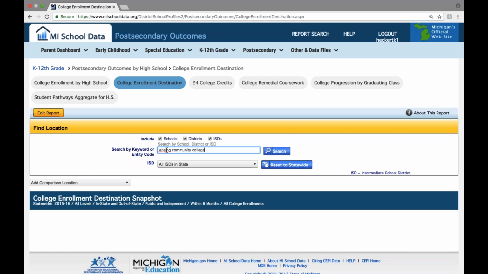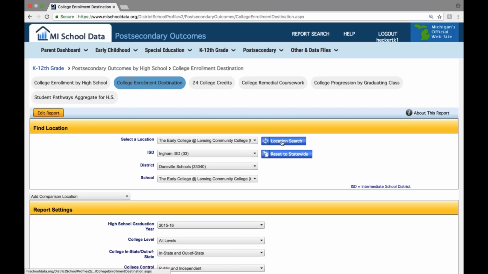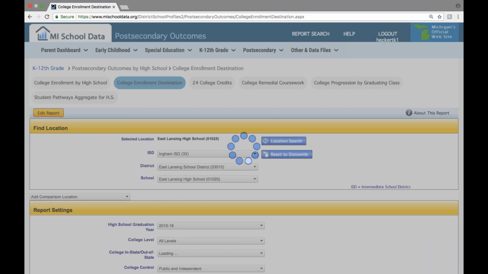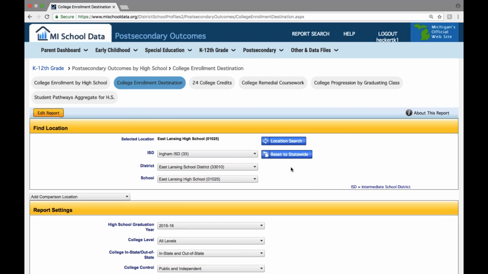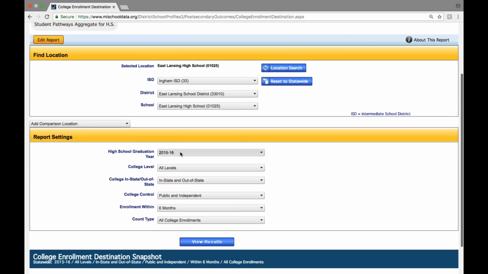I'm going to do Lansing Community College since I know this area. Oh, no. Haha, I broke my own rule. We can't look at Lansing here because this is a K-12 report. But what I can look at is for a local high school to the Lansing area for the graduating class of 2016. What colleges are they enrolling in? I'm looking at all. I want to see everything and anything that my school data can tell me.